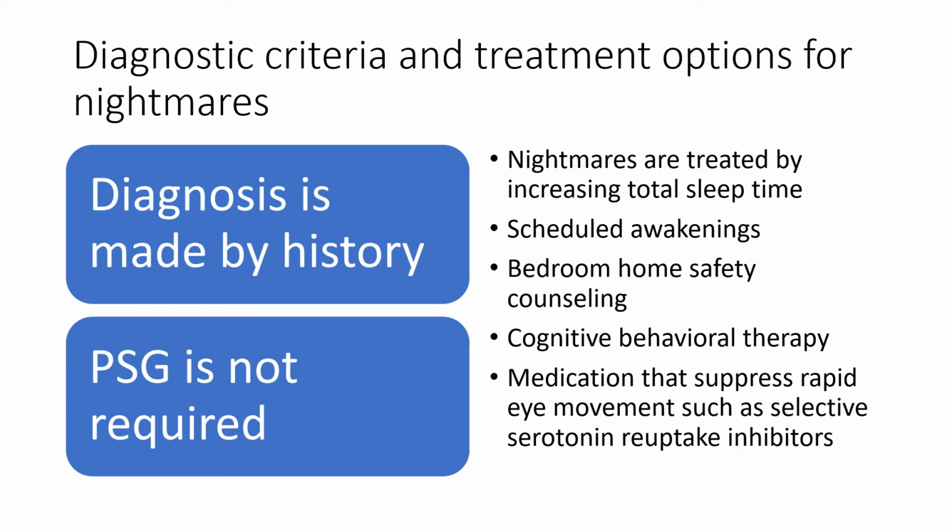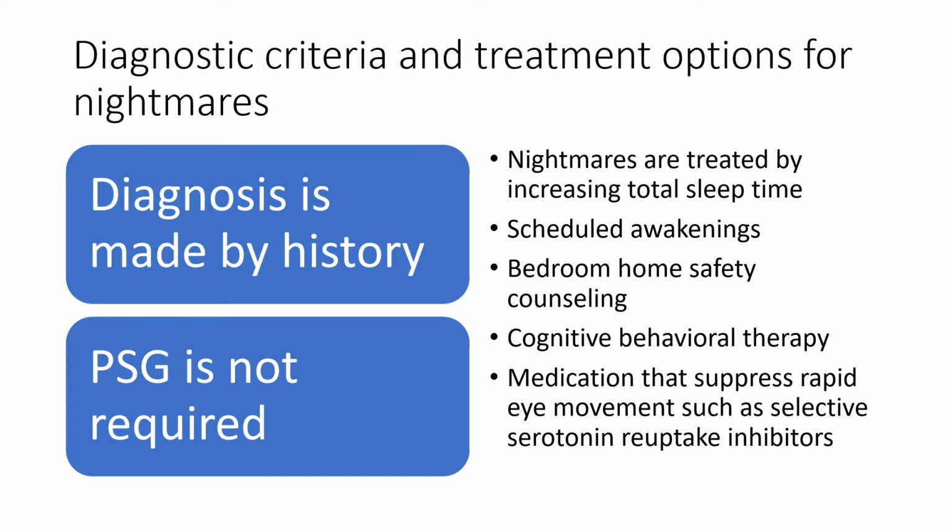The diagnostic criteria and treatment options for nightmare: diagnosis is made by history. So the physician will sit down with the patient, get a history from the patient as well as the family member, and they'll have a strong idea of what's going on. Polysomnogram is not required. Some of the treatment options, and we're going to get a little bit more into this as we go along: nightmares can be treated by increasing total sleep time. I've talked to this process before. Also, scheduled awakenings. Before they go into nightmares, there's normally a pretty routine schedule. You could do some scheduled awakenings with them. Obviously, you have to do some bedroom home safety counseling.